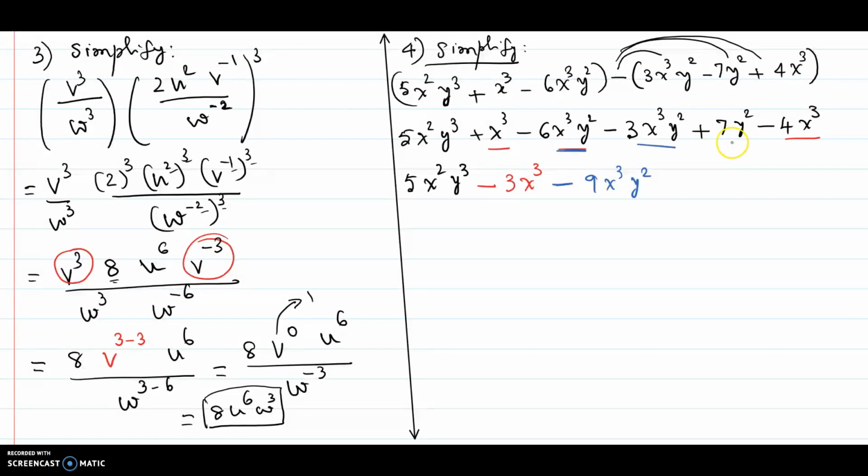Then leave the 7y square as is. So you cannot further simplify these expressions. So this would be your answer.